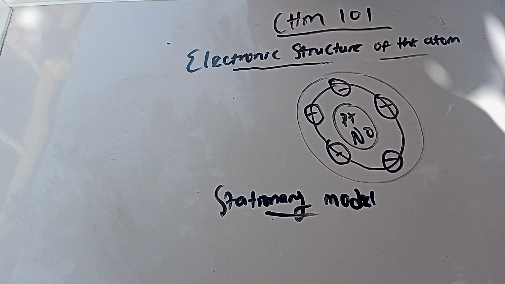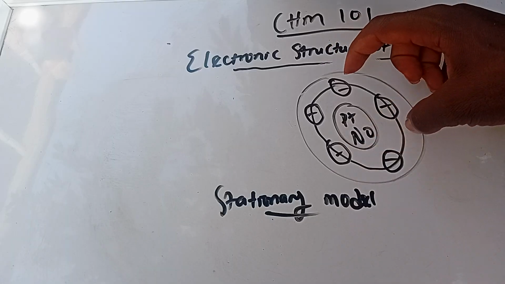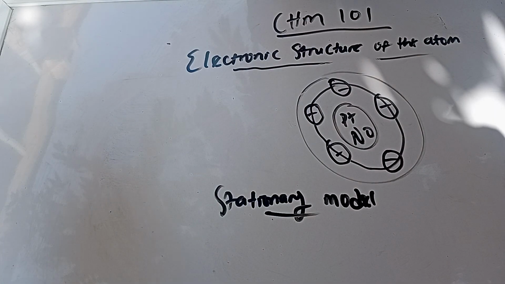This stationary model states that electrons sit, like they are not even moving. They are sitting outside the nucleus. Probably that's why they are able to maintain staying outside the nucleus.